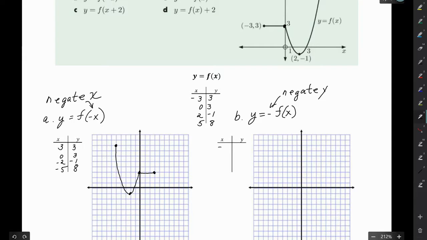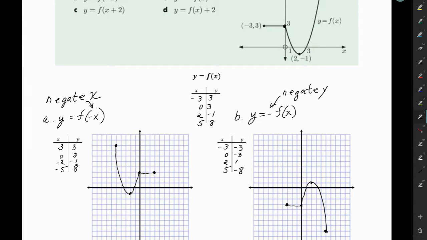So same x coordinates, -3, 0, 2, and 5. But we're going to change signs for all the y values. So it will give us -3, -3, 1, and -8. And we'll plot those and sketch the graph. And if we did it right, our graph should reflect over the x-axis. All right, and if you take a look at our graph, it has reflected over the x-axis.